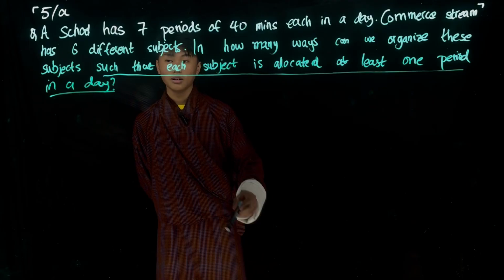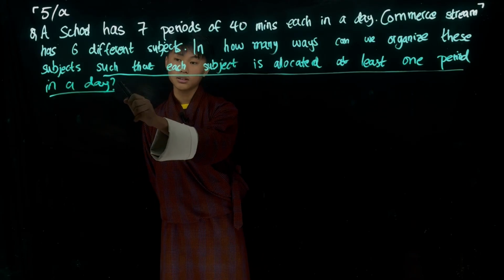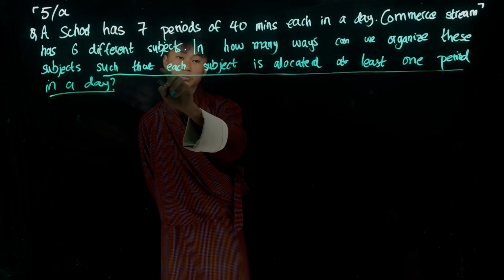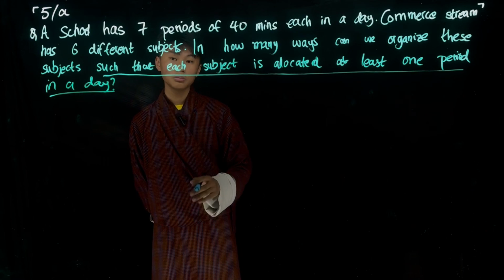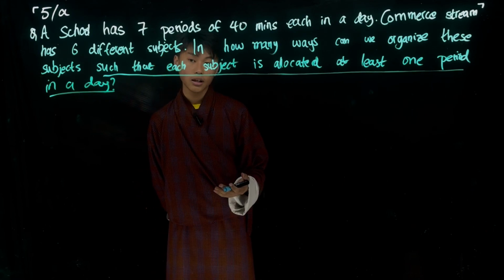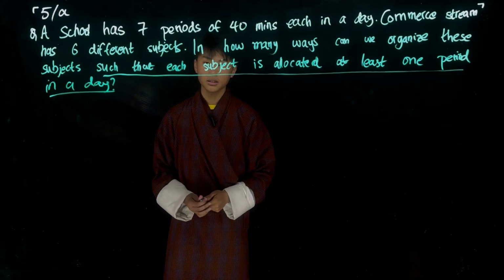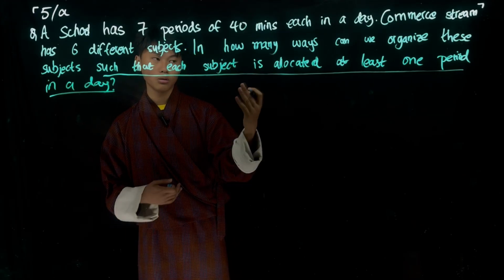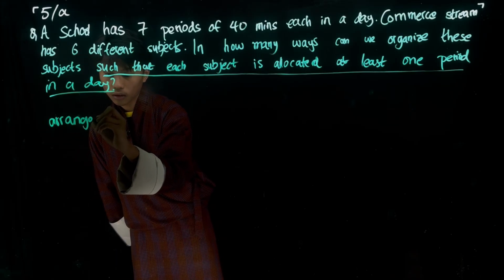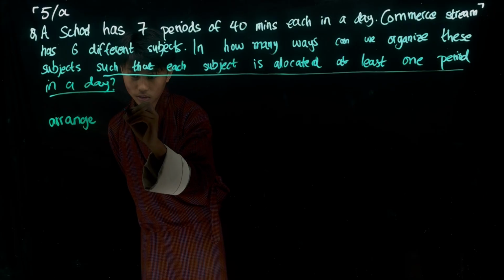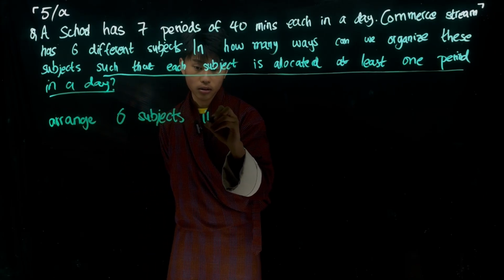So I have underlined this line because we have to place special emphasis on this. The question says that each subject has to be allocated at least 1 period in a day. So this means that a subject cannot be skipped, and each subject must be taught at least once in a day. So to ensure that each subject is taught once in a day, we have to arrange the 6 subjects in the 7 periods.